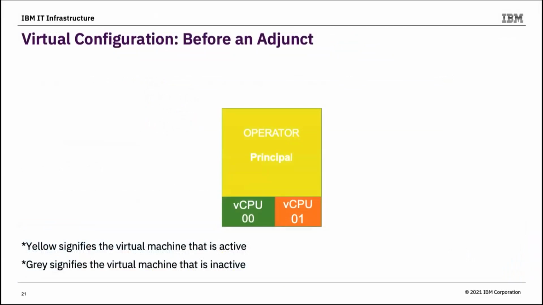So this might look familiar. Notice the user ID has changed here. This is our operator configuration before an adjunct has been defined. And in this case, I'll use the color yellow to signify which virtual machine is active and gray to signify which virtual machine is inactive.